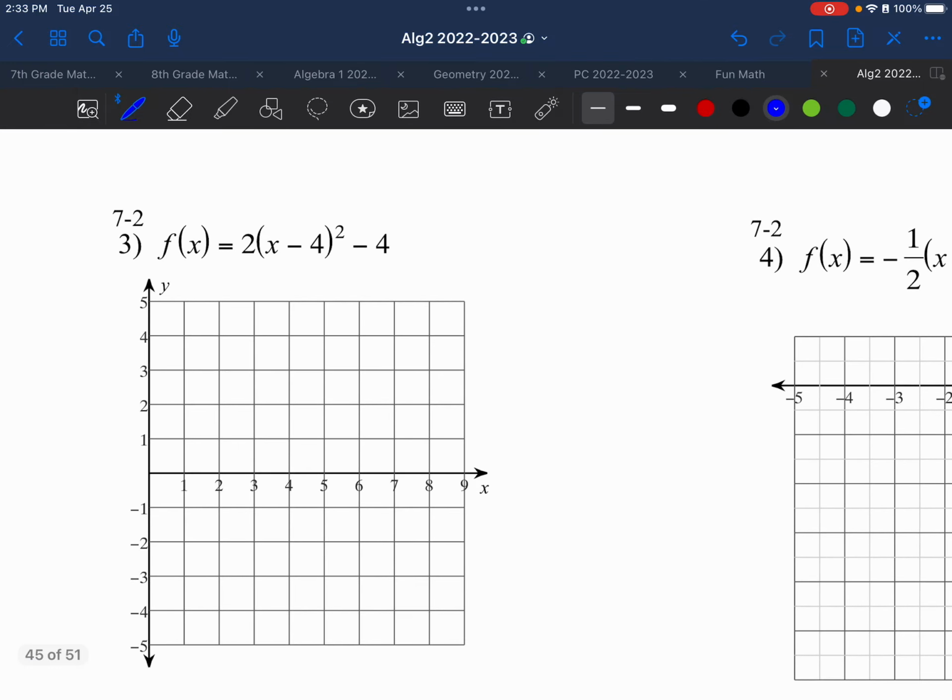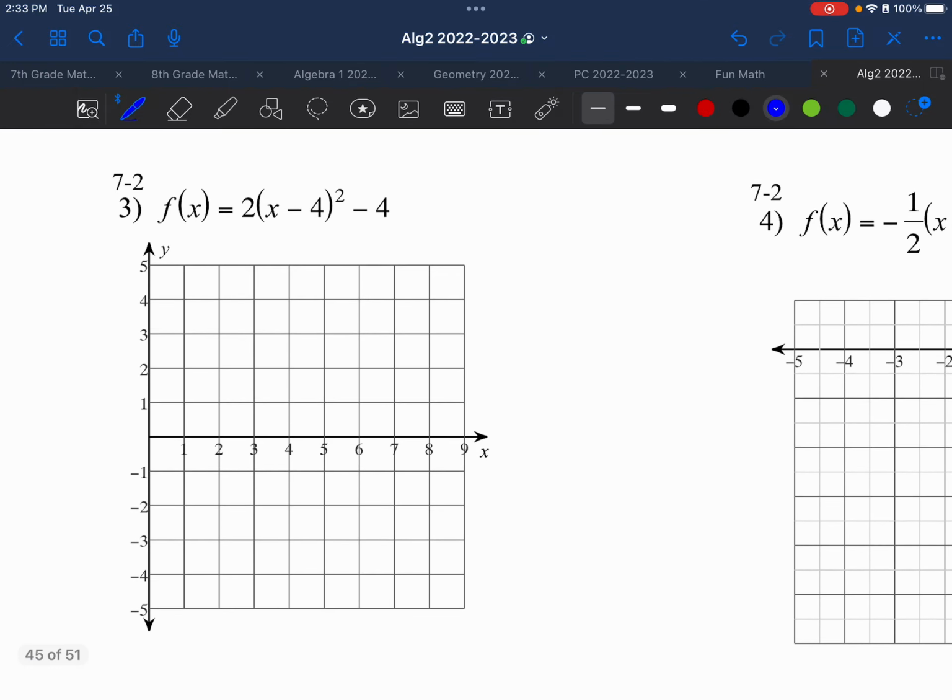Number 3. This one is a little bit harder. This is from lesson 7-2. So again, it's kind of the same idea. The vertex doesn't change. I'll go ahead and label it. This is going to be right 4 and down 4. So go right 4, down 4, and that's going to be your vertex.